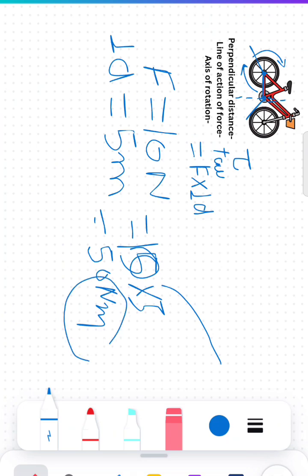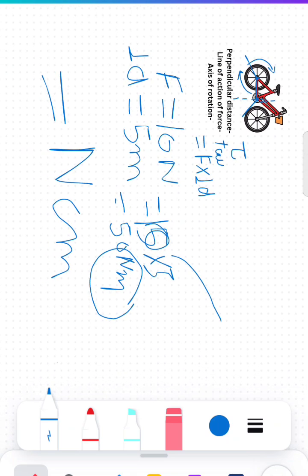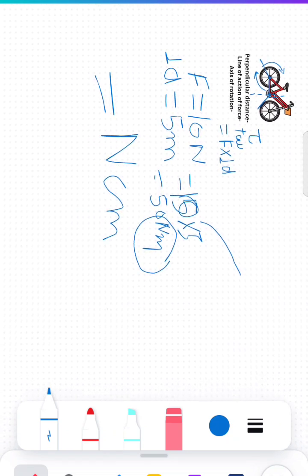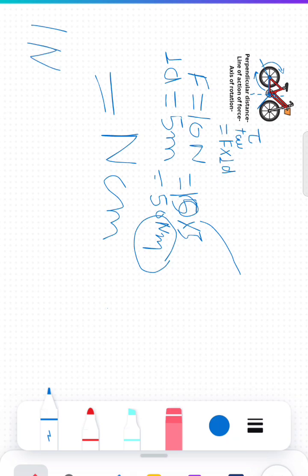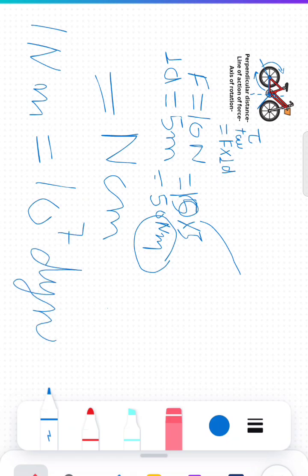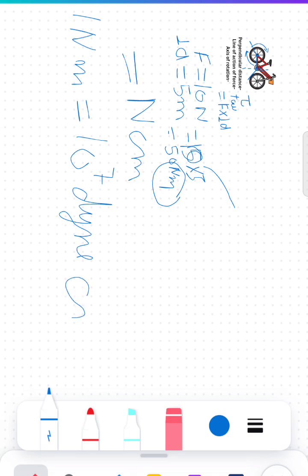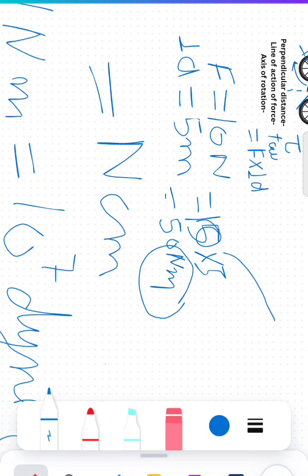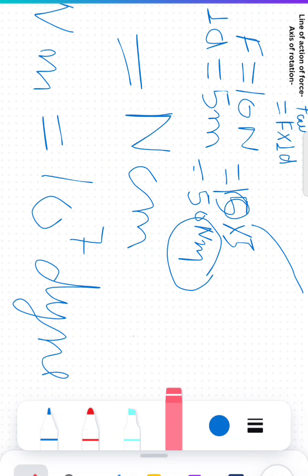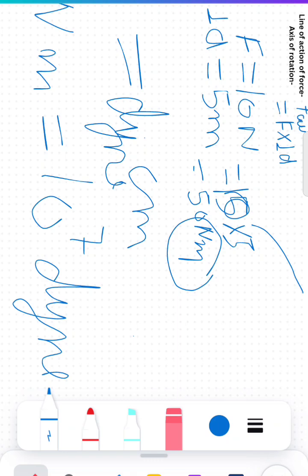Here Newton meter is the SI unit of torque, and the CGS unit of torque is dyne centimeter. The relation between the SI unit of torque and the CGS unit of torque is 1 Newton meter is equal to 10 to the power 7 dyne centimeter. Sorry, I made a mistake here, it is not Newton, it is dyne centimeter.